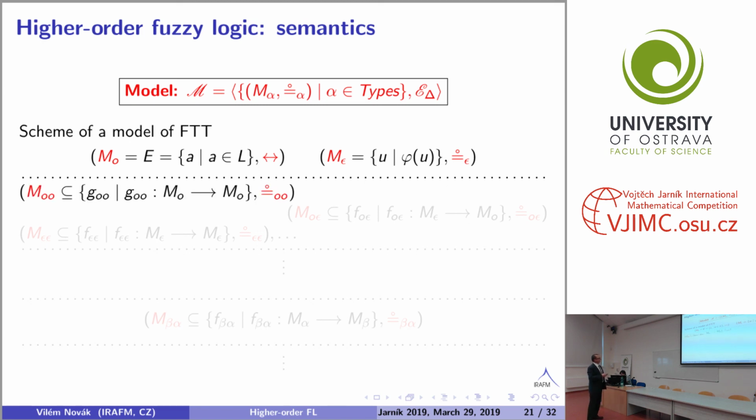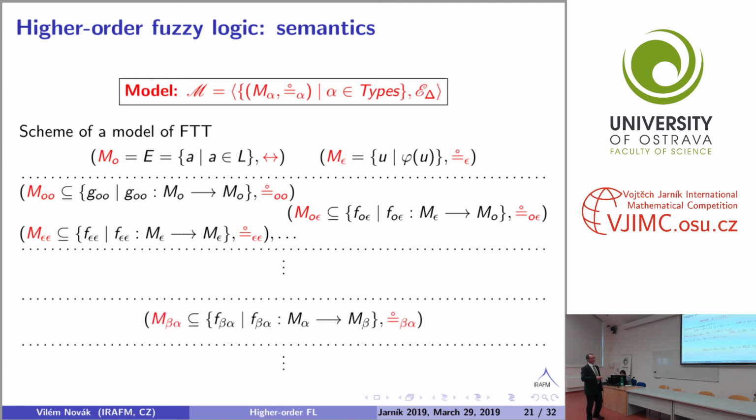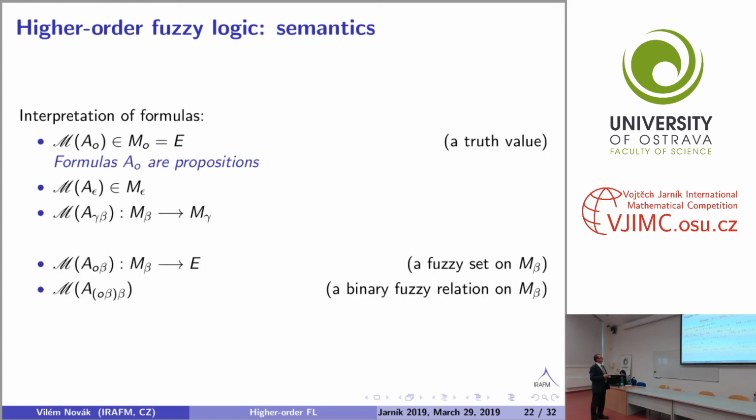Then from this we construct some set of functions on truth values, some set of functions from elements to truth values. Notice the reverse order of types. So these are functions from elements to truth values. And of course ordinary functions and so on up to infinity. So I think this is quite clear, and on the basis of that we can have interpretation of formulas.